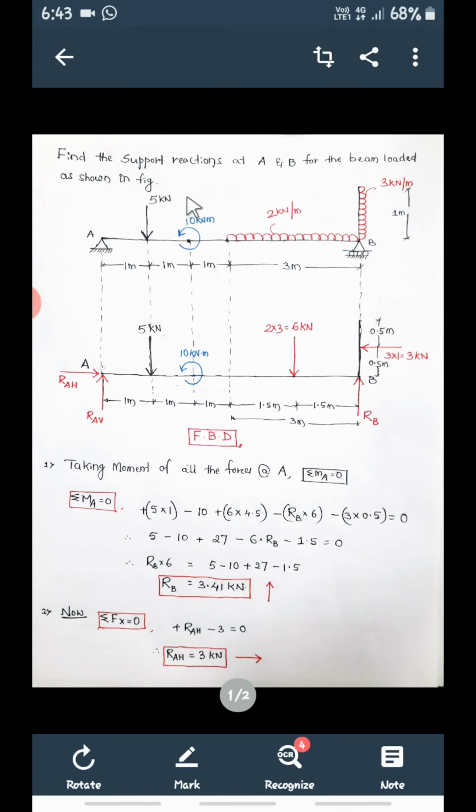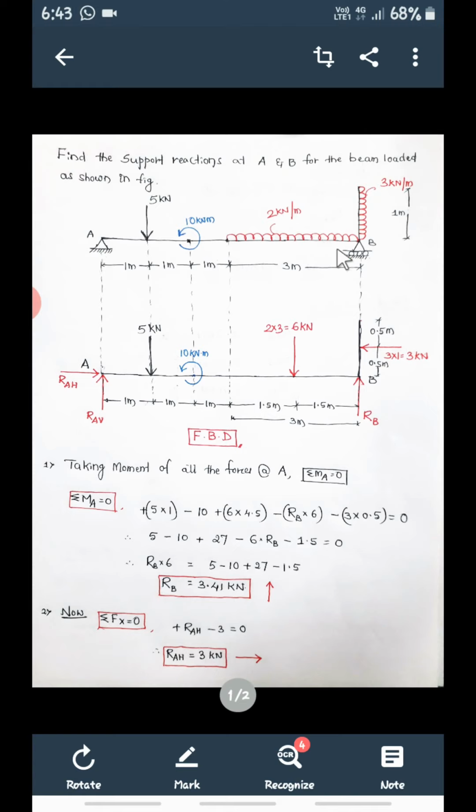So we're going to take one more problem, and we're going to solve this problem to find out the reactions. The problem is like this: find the support reactions at A and B for the beam loaded as shown in figure. So this is the beam, which is supported at A and supported at B. At A it is a hinged support, at B it is a roller support.